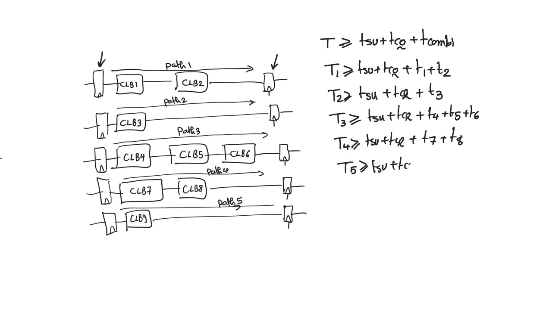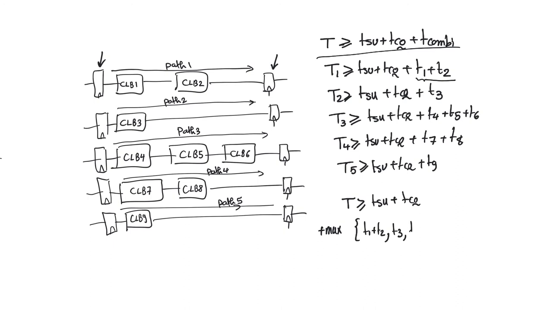Now, this is a synchronous circuit, and therefore there can only be a single clock. So we cannot assume that there are five clock periods; we have to use one clock period out of these five. Of course, we will use the greater of the five clock periods. Therefore, our actual clock period is going to be T setup plus T CQ, because these two components of delay exist in all the inequalities we wrote, plus the maximum of the combinational delays: the maximum of T1 plus T2, or T3, or T4 plus T5 plus T6, or T7 plus T8, or T9.